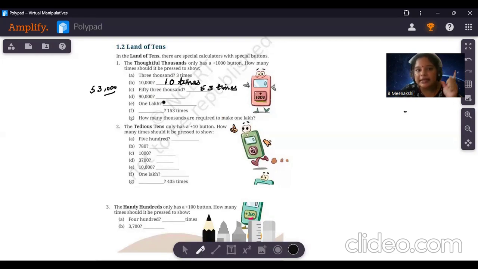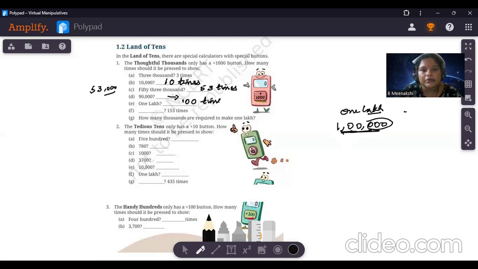Similarly, for 90,000, you put your answer in the comment box. Now for 1 lakh. This is 1 lakh, right? If you discard the three zeros, because 1000 has three zeros, and consider the remaining digits, then for 1 lakh, 1000 has to be pressed 100 times.